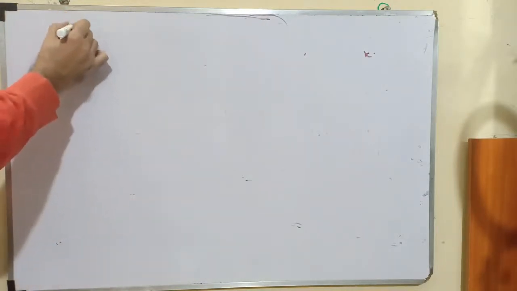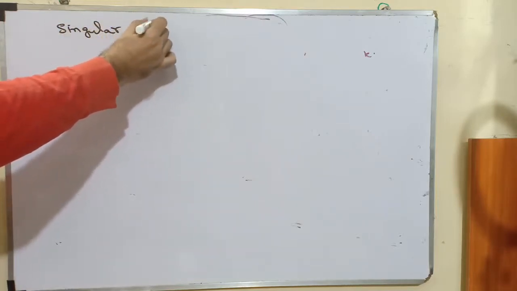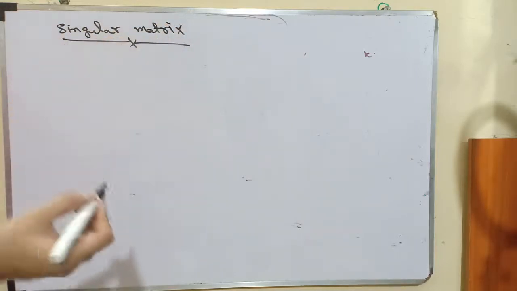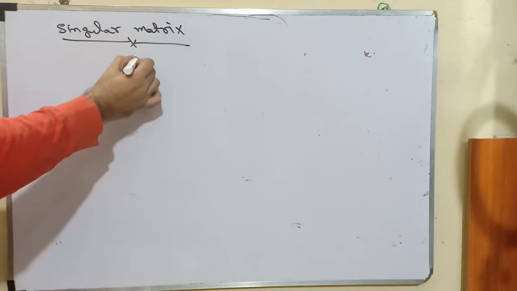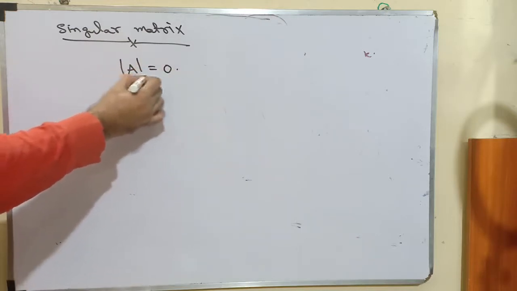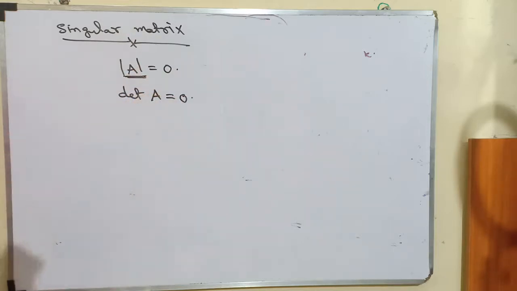The next thing we will see is that in order to understand determinants, there is one more thing I want to tell you: the singular matrix. What is a singular matrix? A singular matrix is a matrix where the det of that matrix goes to 0. The determinant of the matrix, we should not read it as mod, we should read it as det. Det A goes to 0. If the determinant goes to 0, we'll call it a singular matrix.